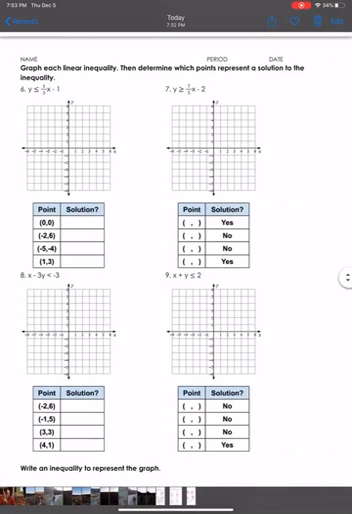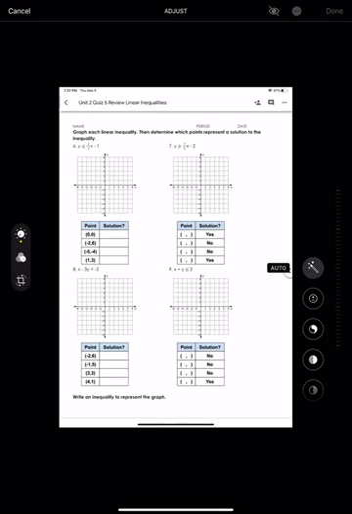It's asking us to graph each inequality, and then we're going to be doing the same thing of testing points, except given a graph, this is actually a little bit easier, so we'll be able to move through these pretty quickly.